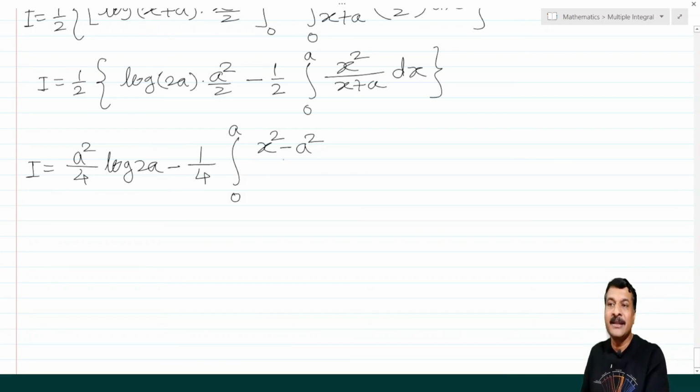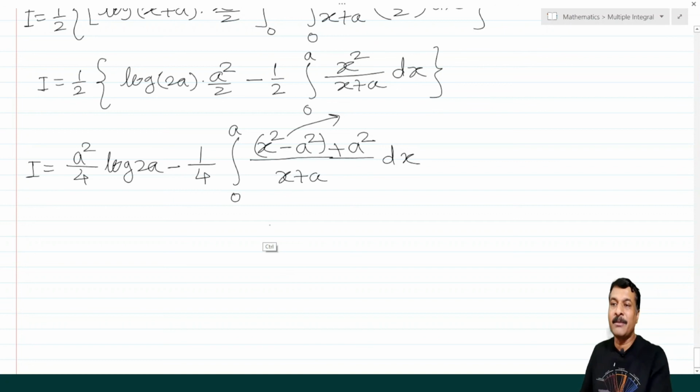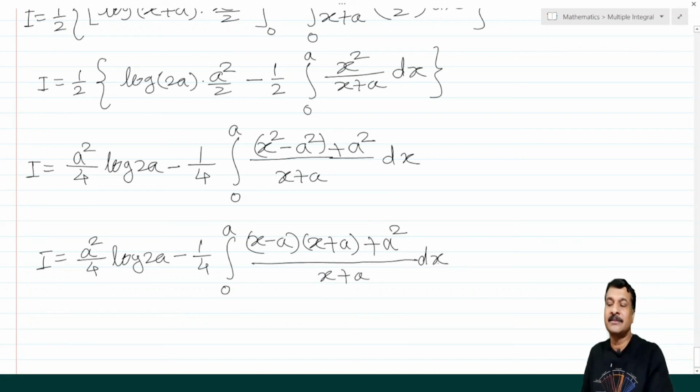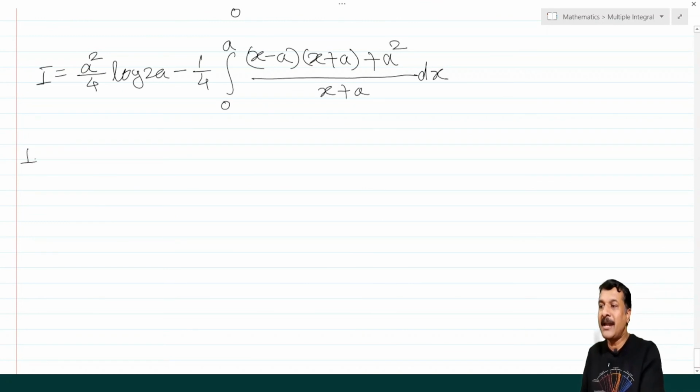So inside in the integral is x square minus a square, this adjustment, and plus a square, note the adjustment, upon x plus a into dx. Now here x square minus a square I can write as x minus a into x plus a, and remaining this plus a square as it is upon x plus a into dx. So simplify it. So I am getting I equal to a square by 4 log of 2a minus 1 by 4. So here integration 0 to a.